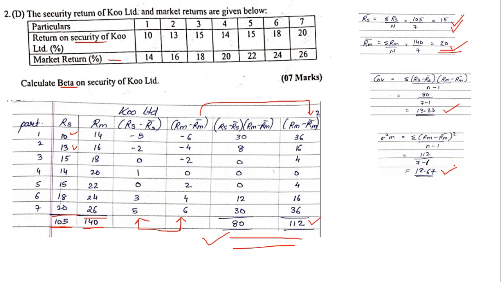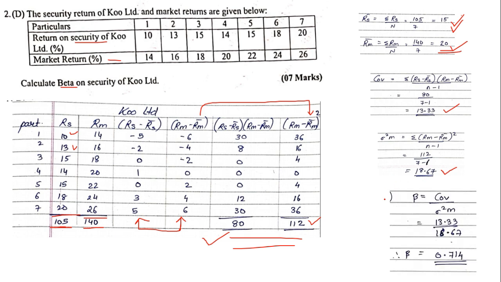Once you have the covariance and standard deviation square m, we can apply the beta formula. Beta is nothing but covariance upon standard deviation square m. So 13.33 upon 18.67 we get a beta as 0.714.